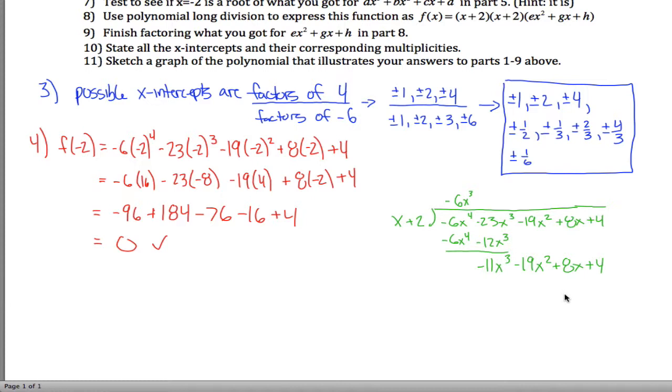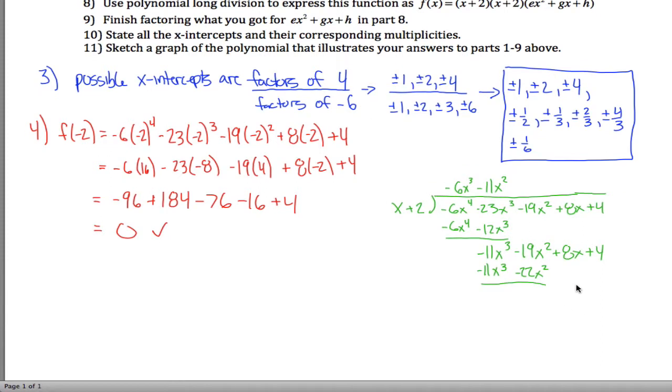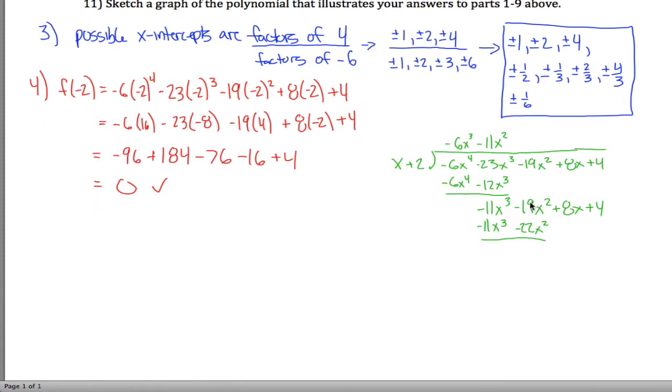Now I repeat. I want to get rid of negative 11x cubed, so up here I put negative 11x squared. Negative 11x squared times x is negative 11x cubed. Negative 11x squared times 2 is negative 22x squared. I subtract. This goes away. Good. Negative 19 minus negative 22 is the same as negative 19 plus 22, which is 3.